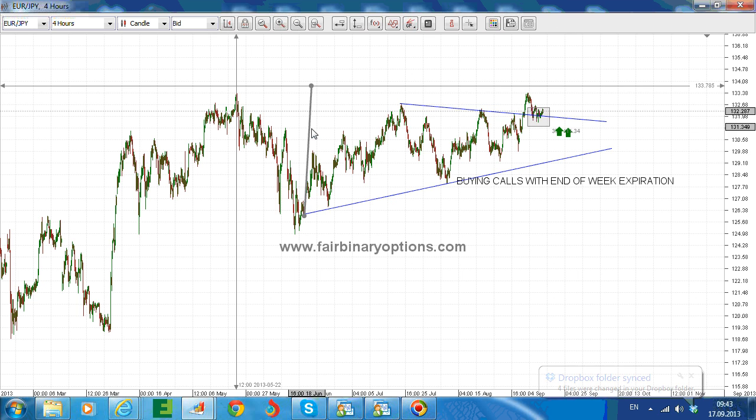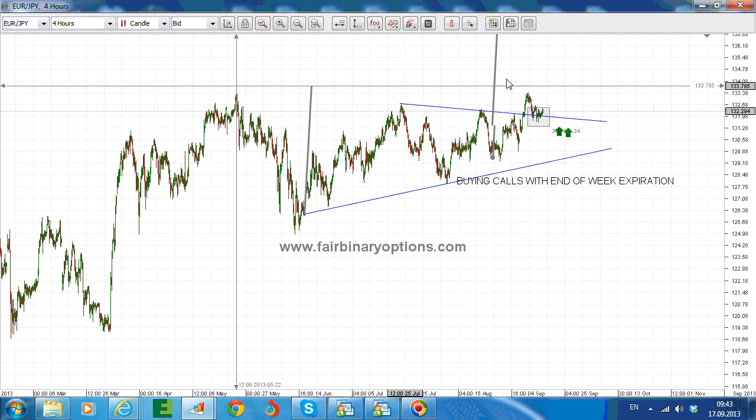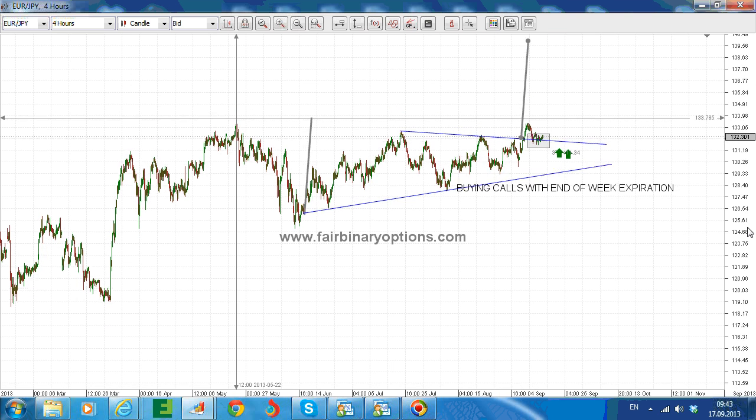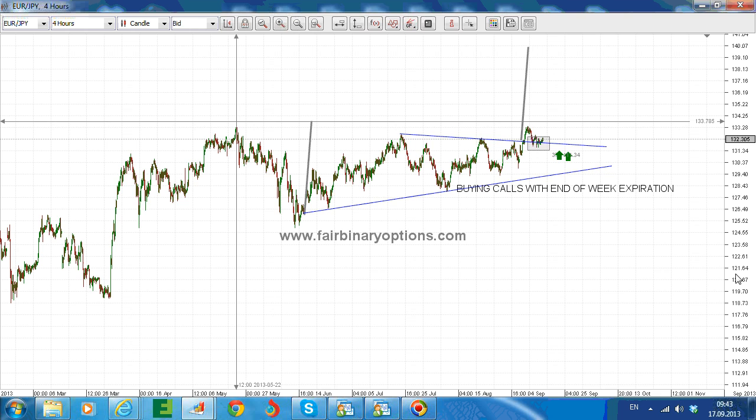If we clone this line and put it on the moment of break, and this is the moment of break, you have the measured move for the contracting triangle, and as you can see, this one comes quite high, and the distance is quite big there. Now we are not going to wait for the 140 or 138.